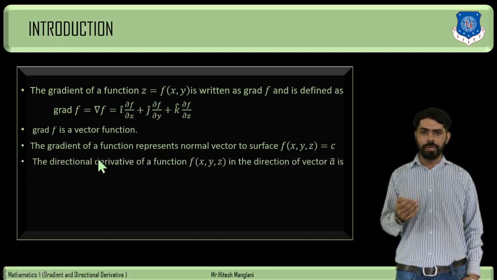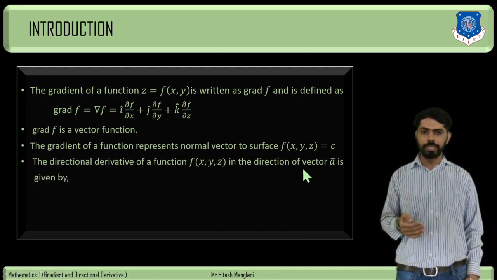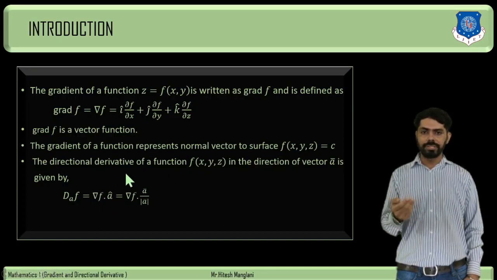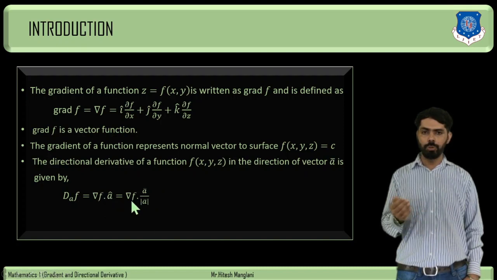Now the directional derivative of a function f of x, y, z in the direction of vector a bar is given by D_a f is equal to grad f dot a cap. So we can say that the directional derivative of a function is the dot product of grad f and a cap, where a cap is the unit vector, which is given by a bar divided by its magnitude, because the definition of a unit vector is that vector divided by its magnitude. Therefore del f dot a cap is equal to del f dot a bar divided by magnitude of a bar.